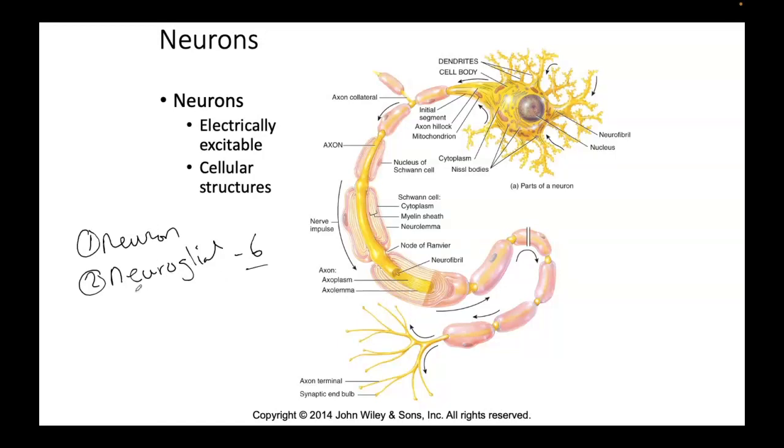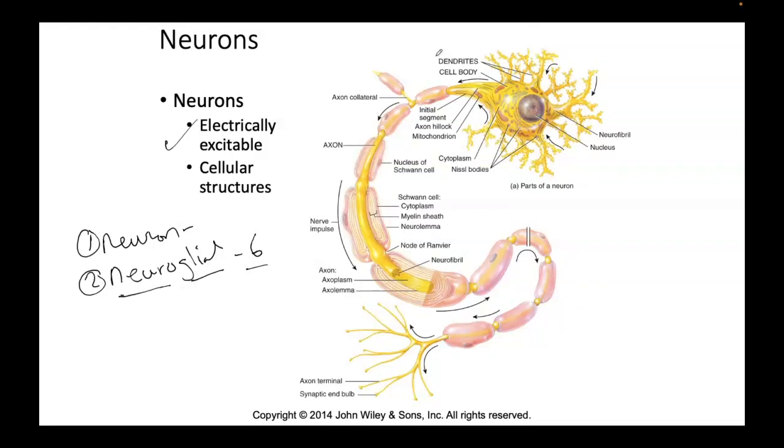The word neuroglial means nerve glue. Glial means glue. So the nerve glue cells, or the 6 neuroglial cells, are supporting cells to the neuron, and the neuron is the only cell that's electrically excitable. And what we're looking at here is a neuron, and it has different parts to it. Let's look at some of the key parts to a neuron.